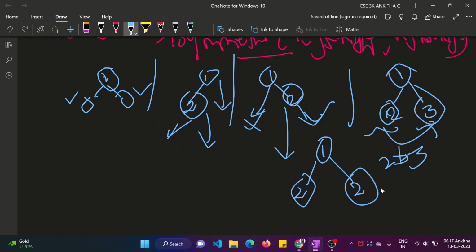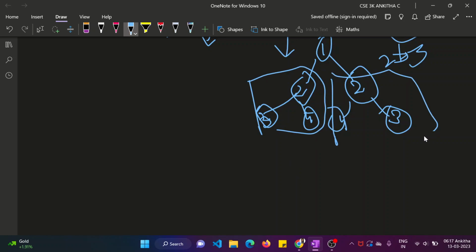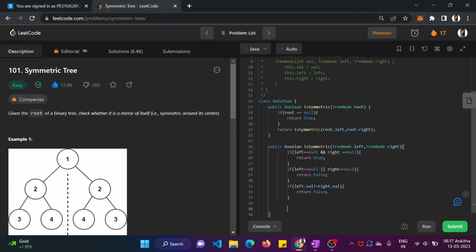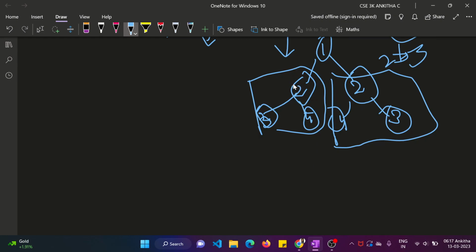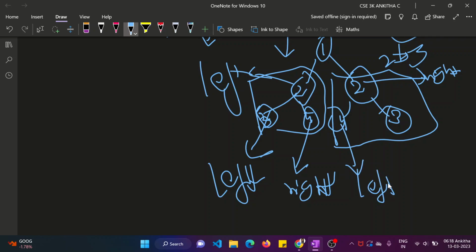This condition will be there by this time. Now you have to check for the child nodes of this. So to check the symmetricity condition for these subtrees, you have to give the recursive call. If not is symmetric of, this is nothing but, if you consider this as the root, this is the left node and this is the right node, and again this is left, this is right for this subtree. If you consider this subtree, this is left and this is right.